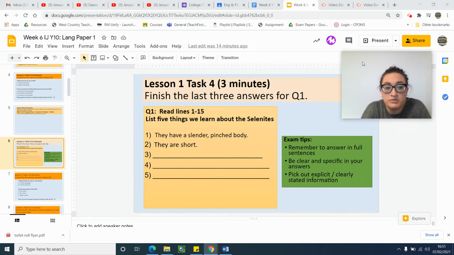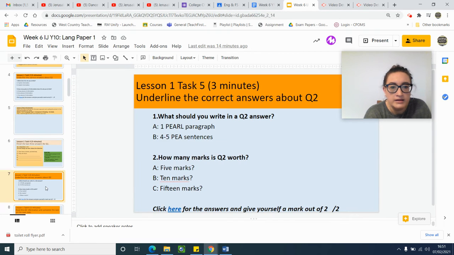So you need to add 3 more ideas to finish that answer for question 1. Okay, and then you might want to pause the video now and do that. Remember to focus on the line numbers. Okay, then moving on to slide 7, which is task 5. This is some fact-based questions about question 2.